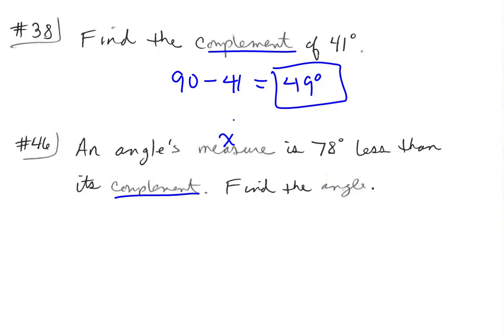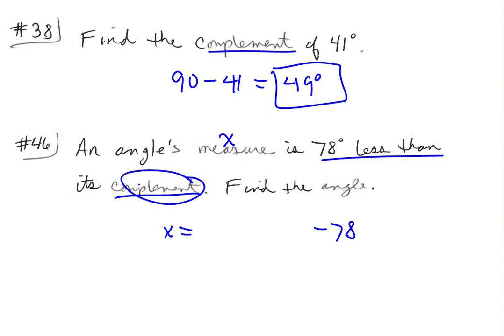If an angle's measure is 78 degrees less than its complement, we can translate that into an algebraic equation where we say x, that's the angle's measure, equals 78 degrees less than its complement. So 78 degrees less than would mean we're subtracting 78 from something. What is the something? Well, its complement.